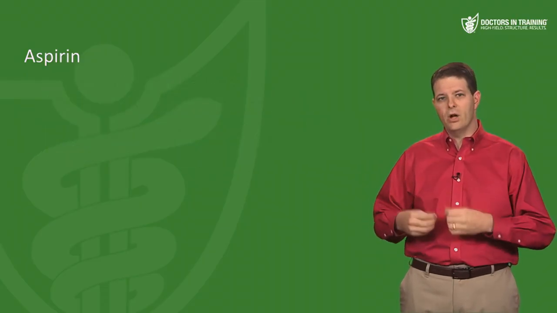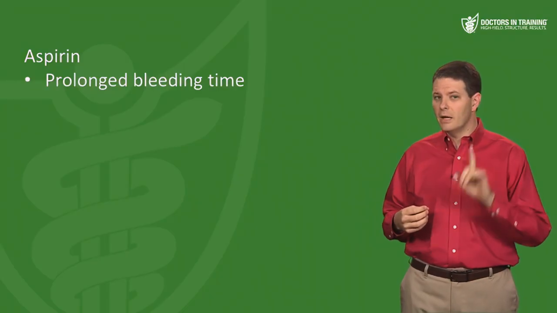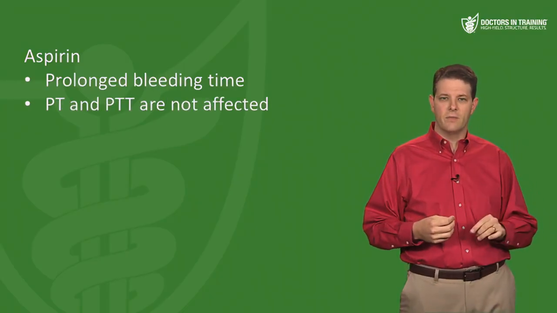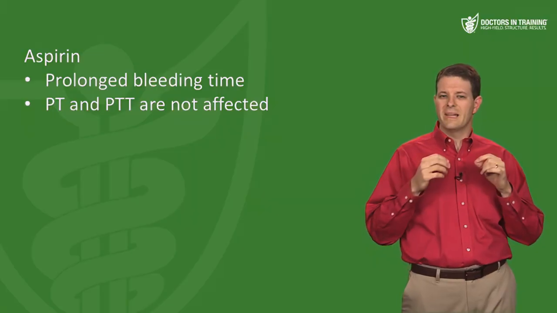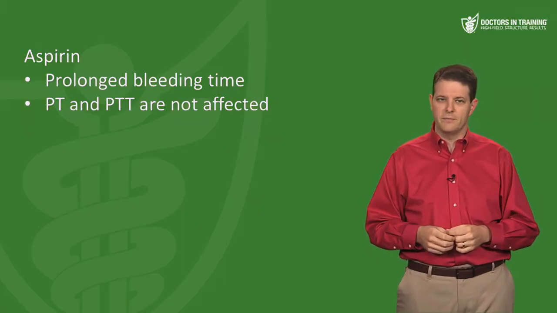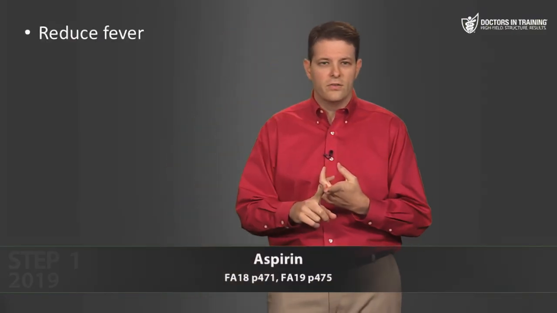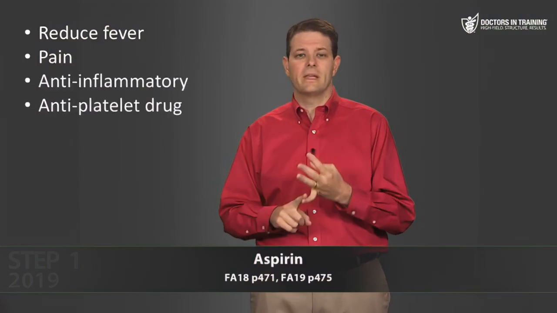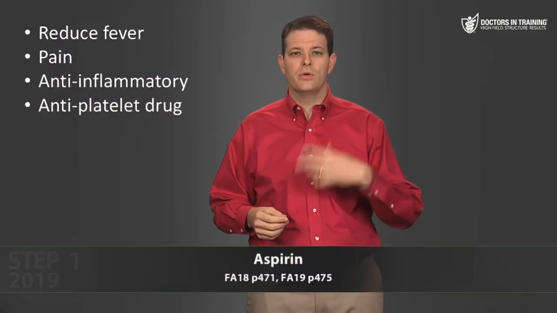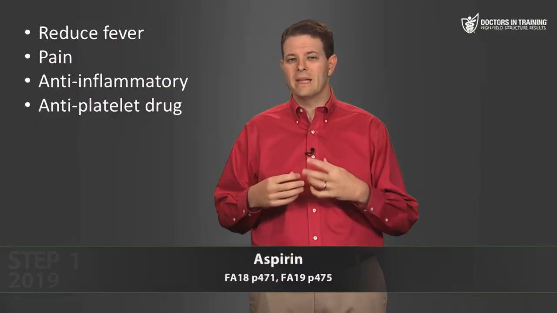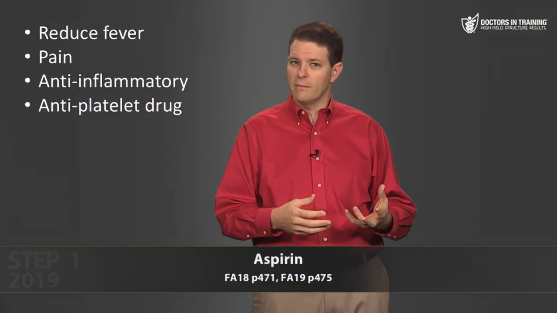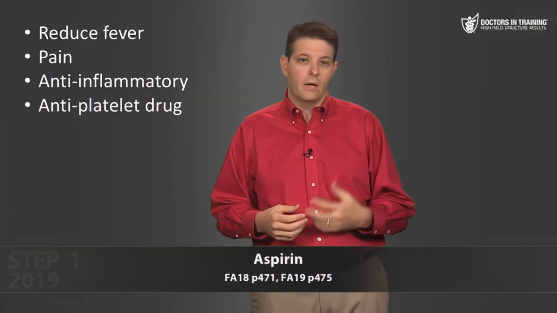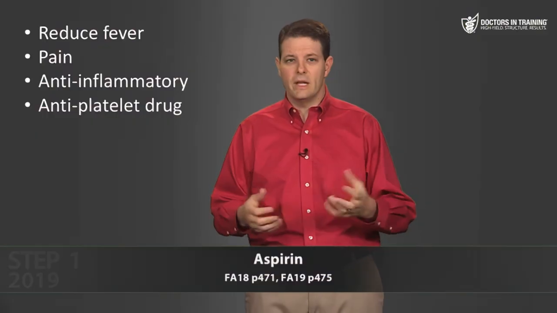Now since aspirin affects platelet function, a patient on aspirin will have a prolonged bleeding time, but PT and PTT are not affected. Lock that in. Bleeding time measures platelet function, not the coagulation cascade. Aspirin is used for a lot of different indications. It's used to reduce fever, it's used to treat pain, it's used as an anti-inflammatory, and it's used as an antiplatelet drug. We give aspirin to patients with an acute MI or acute coronary syndromes to block platelet aggregation and thrombosis of the coronaries, right? Or in an acute stroke. And we give low doses of aspirin daily to prevent MI.